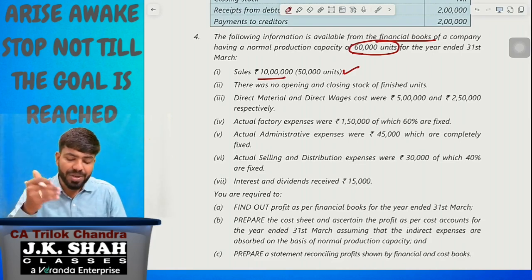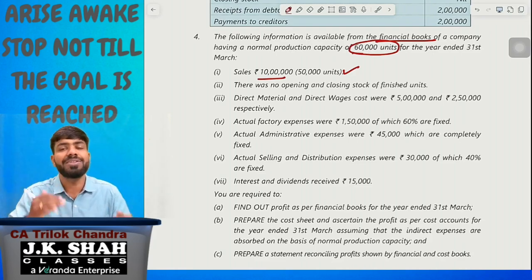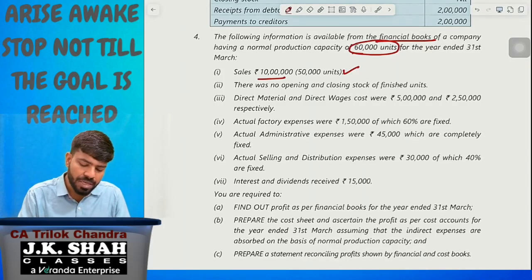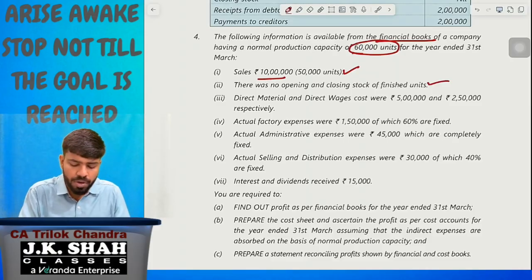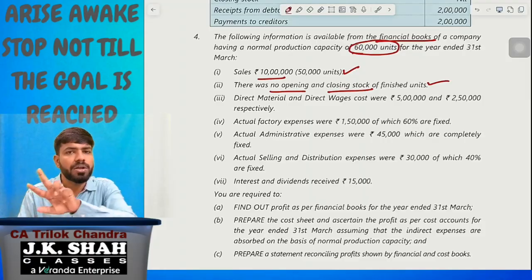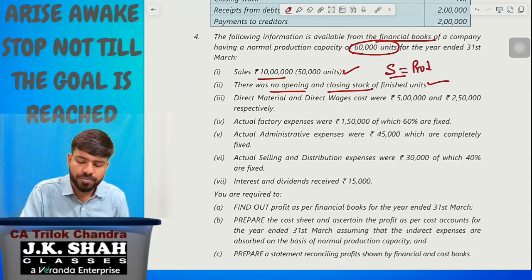But by the end of March 31st, how many units are they selling? 50,000. That means in the current period, the sale units are 50,000. Next, there was no opening and closing stock of finished units. If there is no opening stock and no closing stock, can I say sales equal to production? Obviously.